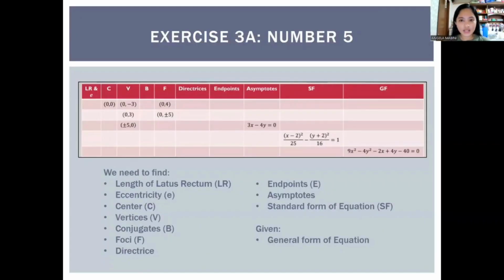Let's proceed on answering number 5 of exercise 3A. The given in number 5 is the general form of the equation, which is 9x squared minus 4y squared minus 2x plus 4y minus 40 is equal to 0. And what we need to find is the length of the latus rectum, the eccentricity, the center, the vertices, conjugates, foci, directrices, endpoints, asymptotes, and then the standard form of the equation.